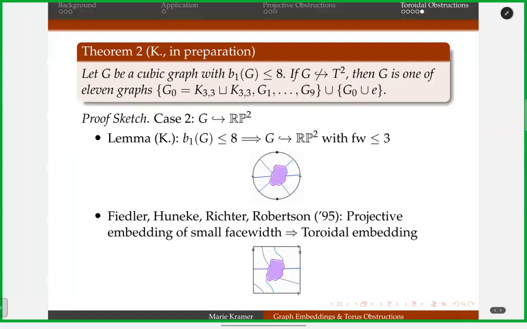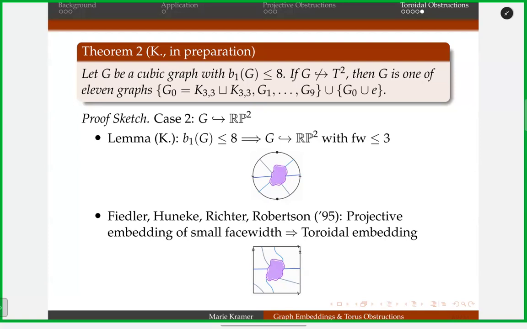Now there is a more general result by Wiemeler, Hunicke, Richter, and Robertson that projective embeddings of a certain face width imply the existence of an embedding into an orientable surface of a certain genus. In particular, this gives us that if the face width is at most 3, we get an embedding into the torus. But actually, we can also very quickly see this from our picture.